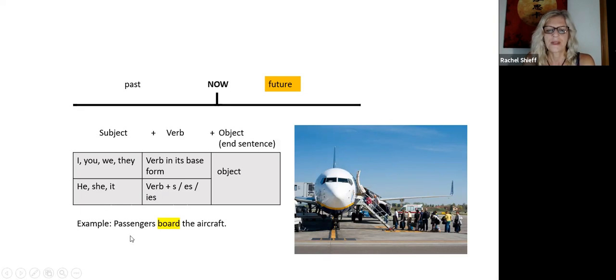An example would be, if you look at this picture, passengers board the aircraft. Every day before a flight, passengers board the aircraft. That's what routinely happens. Let's move on to the next picture.